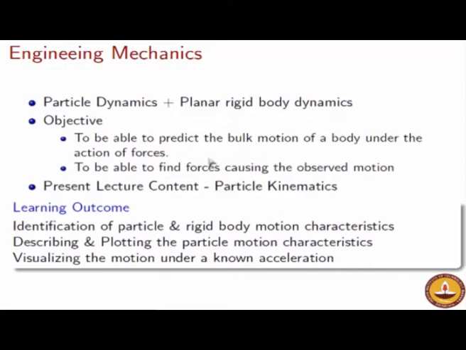For the other extreme, when these bodies are unconstrained, the effect of forces will be to cause bulk motion of the body as dictated by Newton's second law. So as engineers, you have to predict what is the effect of force either on a constrained body or on an unconstrained body. In an engineering mechanics course, our topic of interest is the effect of force on an unconstrained body, a body which is allowed to move.